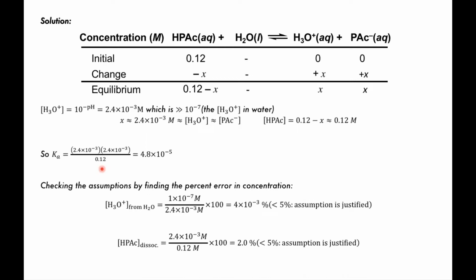Then we check to make sure that the idea that the equilibrium concentration of phenylacetic acid and the initial concentration are the same. So we check to see how much of our phenylacetic acid has actually dissociated. That's just the concentration of the dissociated acid, which is the same as the hydronium ion concentration, divided by the initial concentration, which is 0.12 molar, times 100, and that gives us a percentage of 2%. Since that is less than 5%, we can say that our assumption is justified.